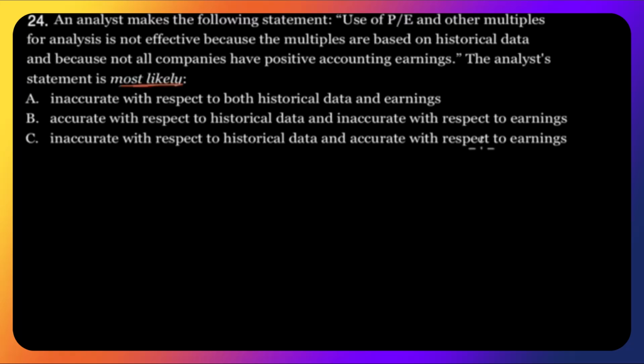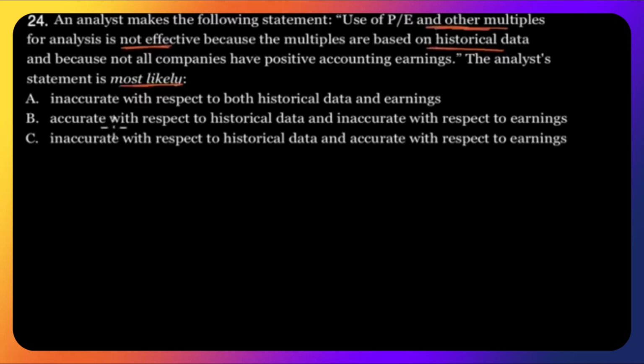So let's see if we can't break this apart. There are two things in there that he's comparing it to. If we can eliminate one, it helps us, right? Use of PE and other multiples, it doesn't just say PE. Use of PE and other multiples for analysis is not effective because the multiples are based on historical data. Well, that's not true. They can be based on trailing 12 months or forward 12 months. So we can base them on expected or estimated future amounts. So that's not true. So we can say that his statement is inaccurate with respect to the first one.